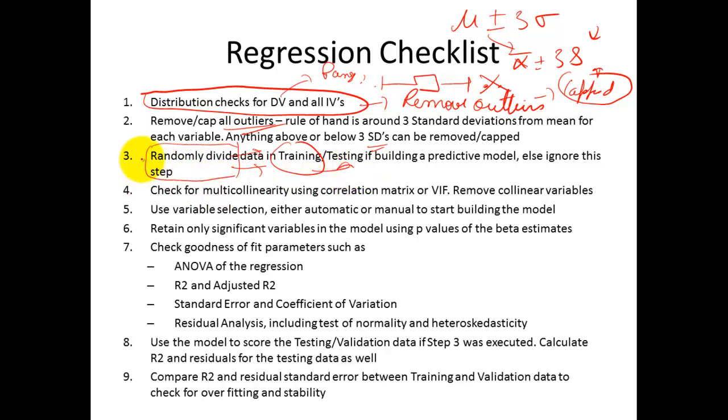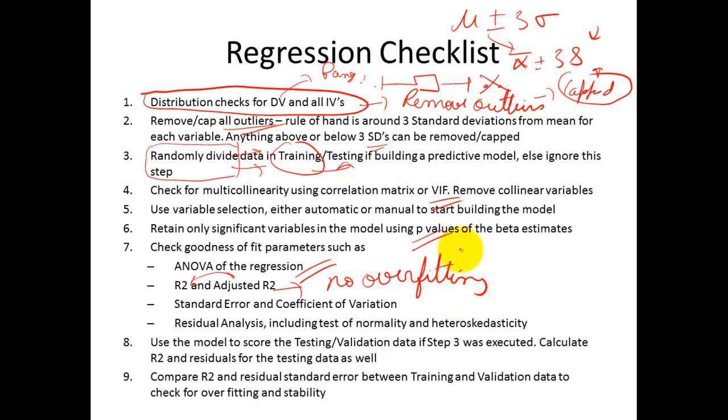Once you've done that, check for multi-collinearity using the correlation matrix or VIF, and remove all collinear variables. After that, use variable selection, either automatic or manual. Remove all variables which have p-values greater than alpha. Once you've done that, check goodness of fit parameters: check the ANOVA of the regression, R square and adjusted R square. The difference between R square and adjusted R square should not be too large. So check for overfitting. There should be no overfitting in our model.